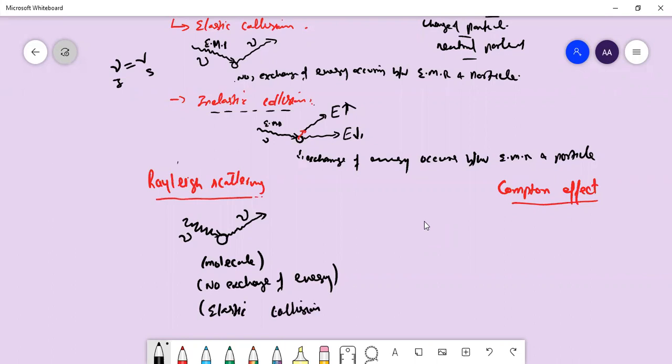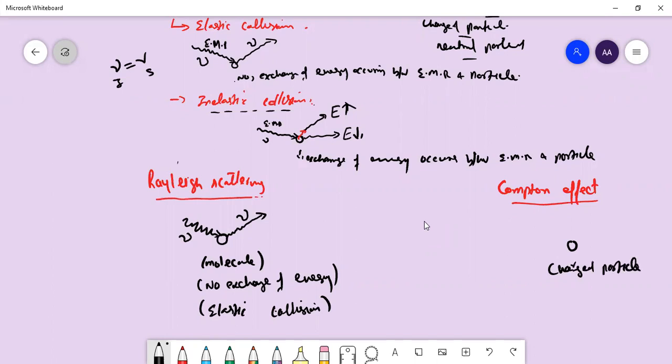Rayleigh scattering is an elastic collision, meaning there is no exchange of energy between the electromagnetic radiation striking the particles or the molecule, and the radiation is scattered with the same frequency. But on the other hand, what we mean by the Compton effect is that the striking particle is a charged particle.